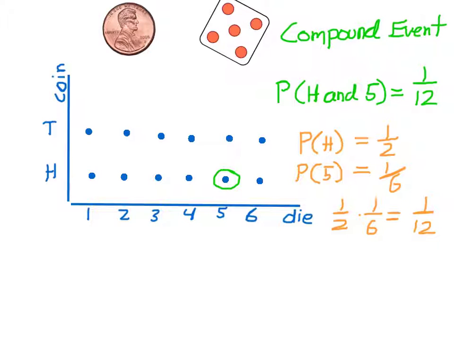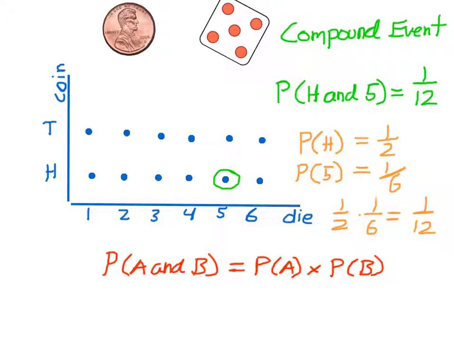Therefore, the probability of both event A and event B occurring is equal to the probability of event A occurring by itself times the probability of event B occurring by itself. And this is only true for independent events. In other words, the first event cannot affect the outcome of the second event. And flipping a coin has no bearing on rolling a die, so these are independent events. And we'll talk about dependent events in a later video.